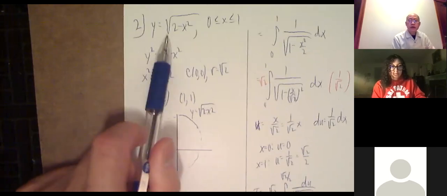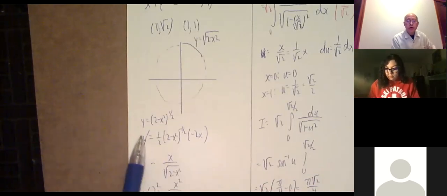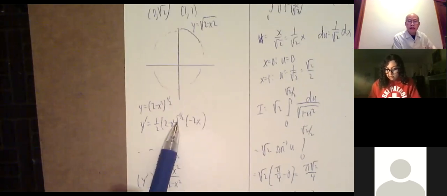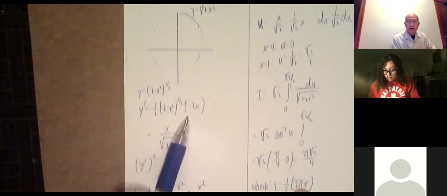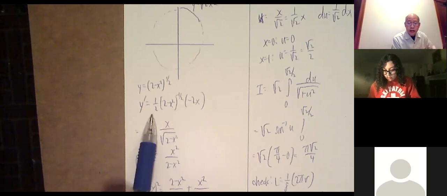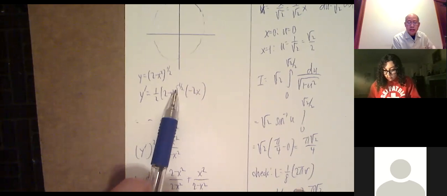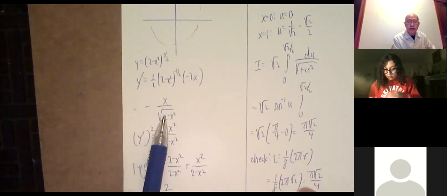But anyway, here we go. All right, so y is equal to 2 minus x squared to the 1/2. Y prime is 1/2 times 2 minus x squared to the negative 1/2 times the derivative of the inside, which is negative 2x. Very conveniently, that 2 cancels that 2, so I have negative x on top. The 1/2 means square root, and the negative means it's on the bottom. So negative x over radical 2 minus x squared.